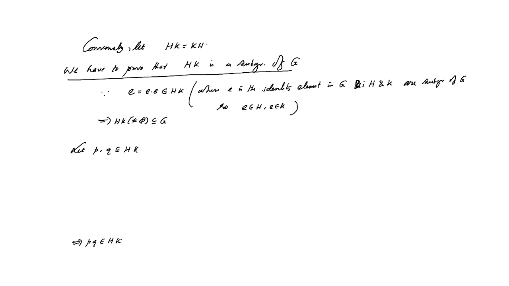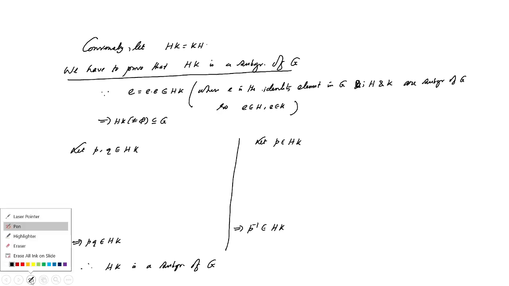PQ belongs to HK. And again, we will take P belongs to HK, and from that we will show P inverse belongs to HK. And after that, what we can conclude is HK is a subgroup of G. Okay, so this is the subgroup test. So P belongs to HK, Q belongs to HK.